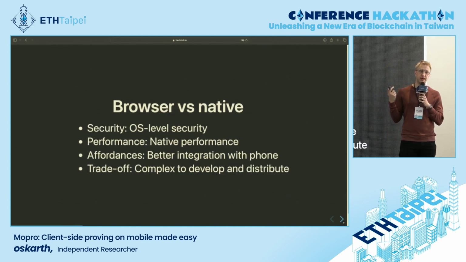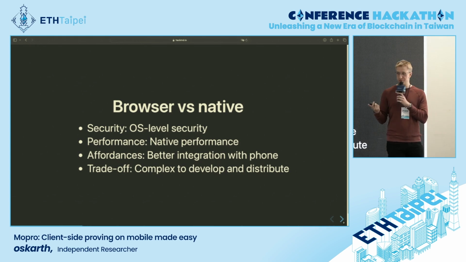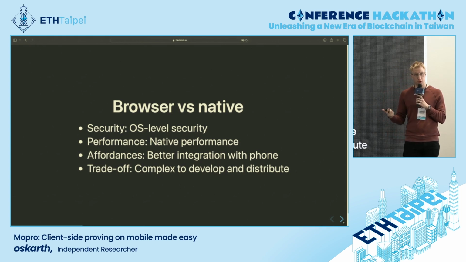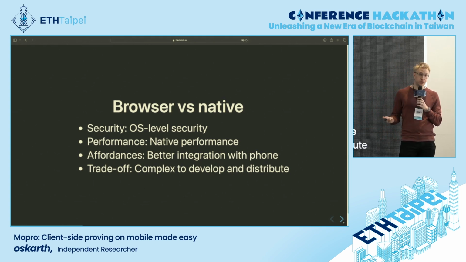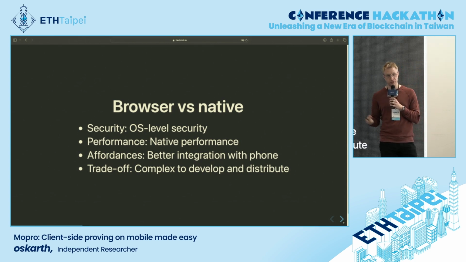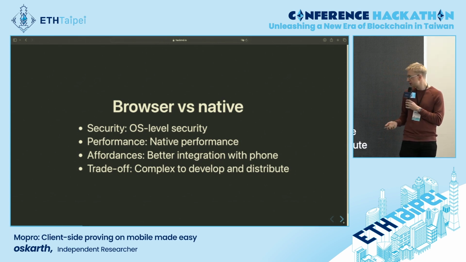And when I say client-side proving, I don't just mean browsers, I also mean native proving. And you might ask, why bother? I think there are a few reasons. The first is security. If you do things natively, you get operating system level security with secure enclave and biometric authentication and so on. That's important, for example, with real-world identities: if you have your passport, you might not want to upload that to a random web view for security reasons.